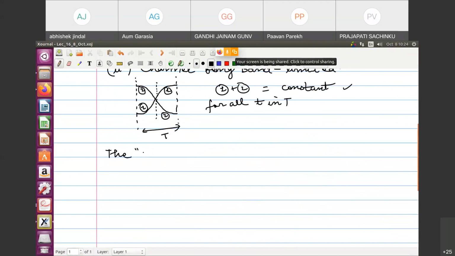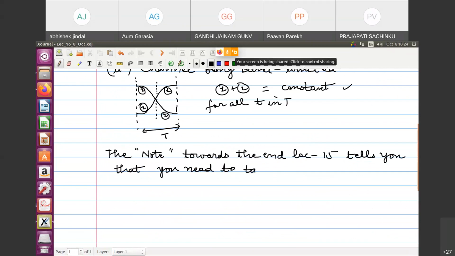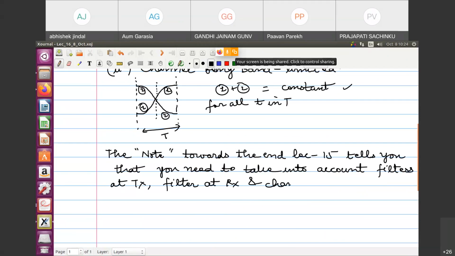So the note towards the end of lecture 15 tells you that you need to take into account filters at transmitter, filters at receiver, and channel all together, and then apply Nyquist's criteria.